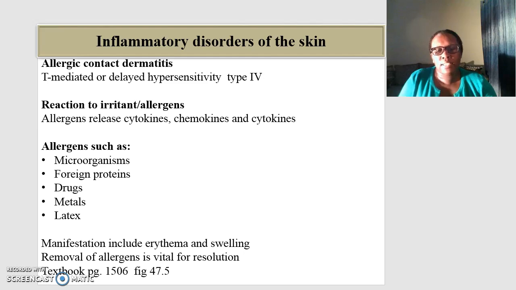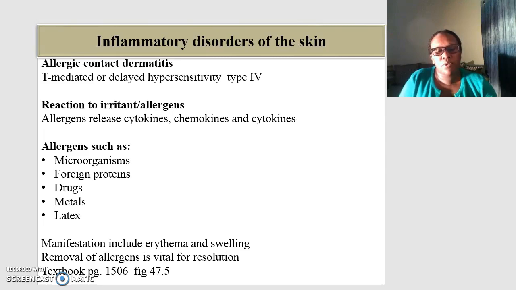Allergic contact dermatitis. It's a T-cell mediated or delayed hypersensitivity of type 4. Reaction to irritants, allergens. These allergens release cytokines and chemokines. Allergens such as microorganisms, foreign products, drugs, metals, latex, and the manifestation of this allergic contact dermatitis include erythema and swelling of the skin. Treatment always is removal of allergen being vital for resolution.